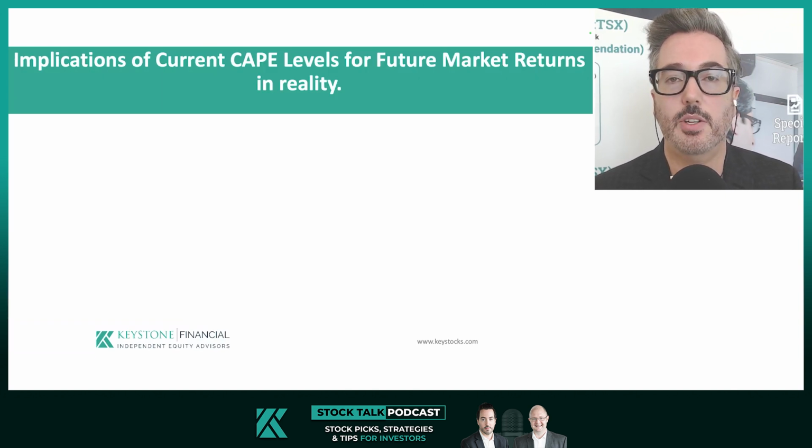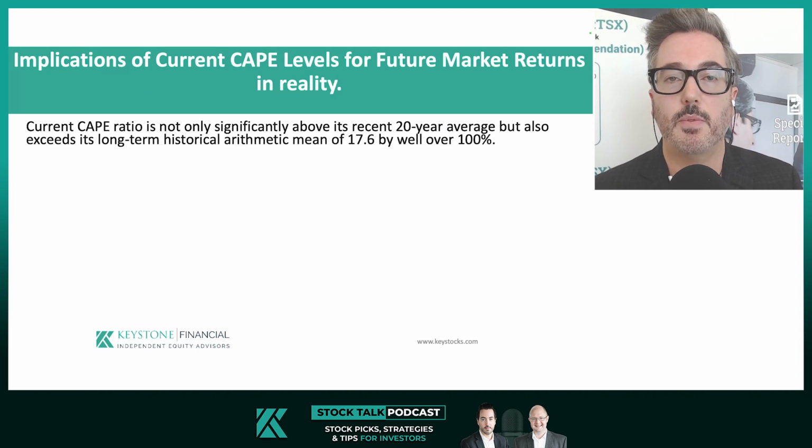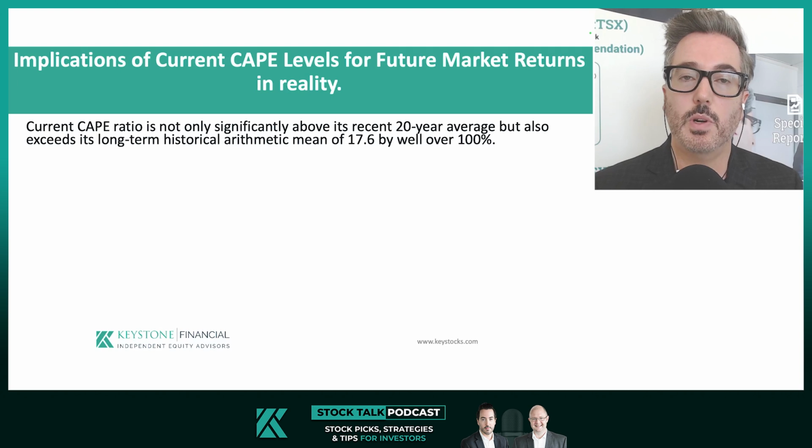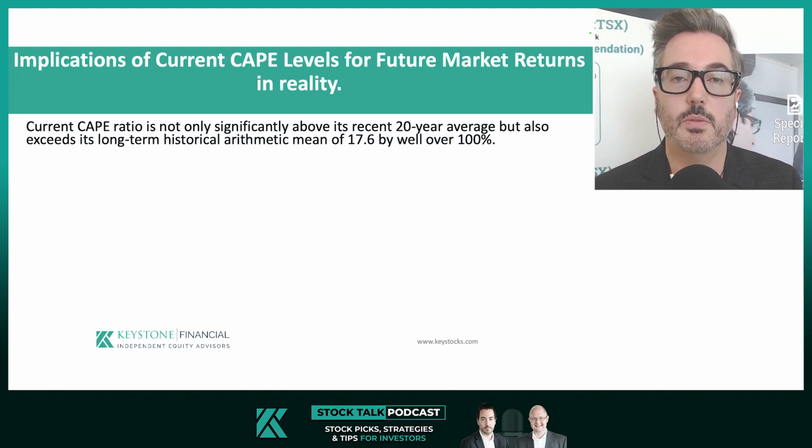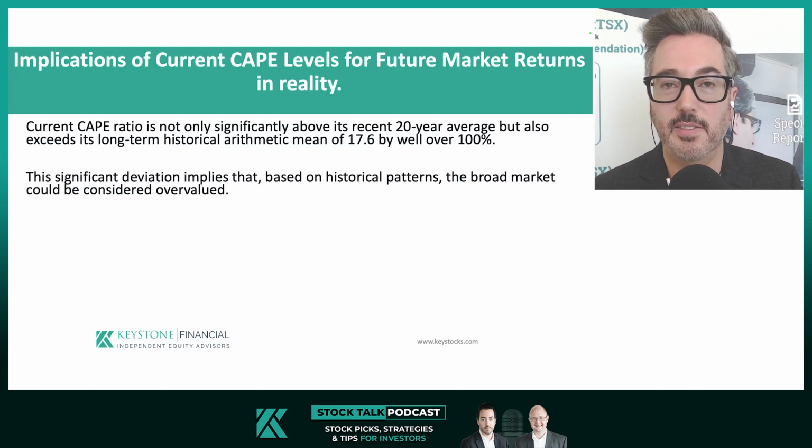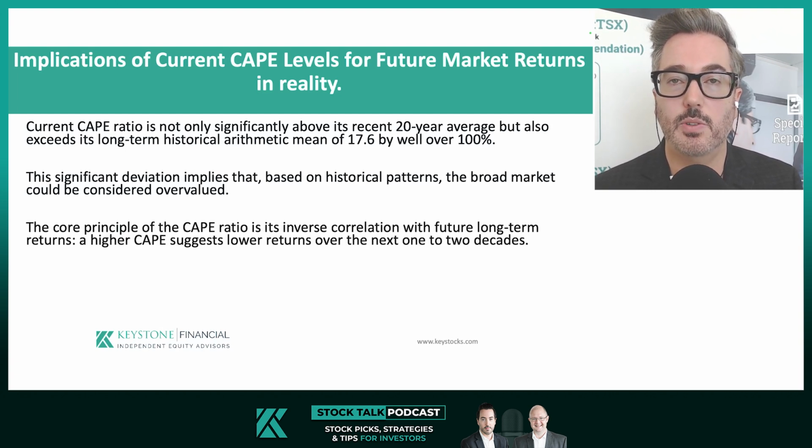So what are the implications of current CAPE levels for future market returns in reality? The CAPE ratio is not only significantly above its 20-year average, but also exceeds its long-term arithmetic mean of 17.6. That's over 100% above that level. This significant deviation implies, based on historical patterns, that the broader market could be considered overvalued. The core principle of the CAPE ratio is its inverse correlation with future long-term returns. A higher CAPE suggests lower returns over the next one to two decades.